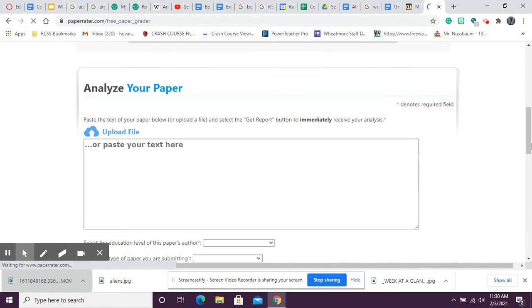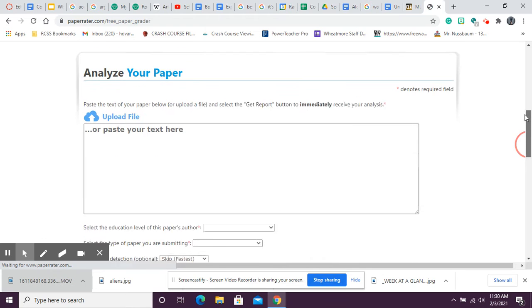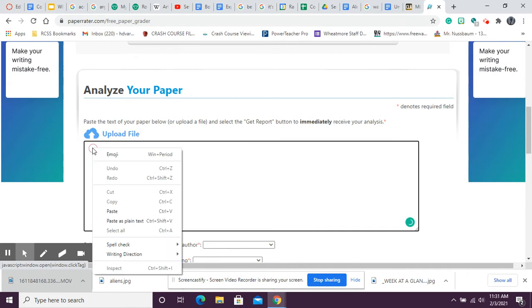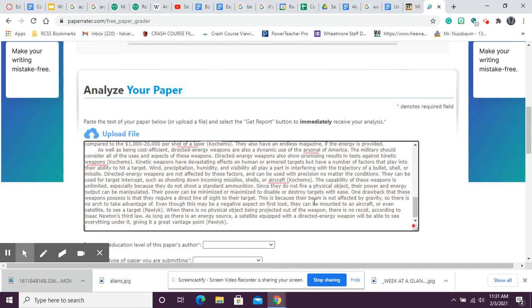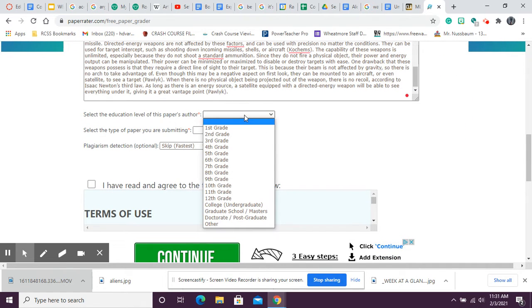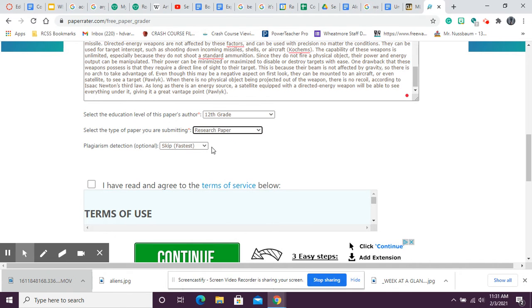Then what you're going to do is put the text in. Wow, my computer's kind of jumpy this morning. So I'm just going to paste in one that I've just found as I dug through the papers. So this kid was in the 12th grade. This is a research paper.